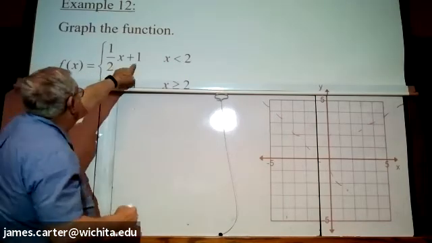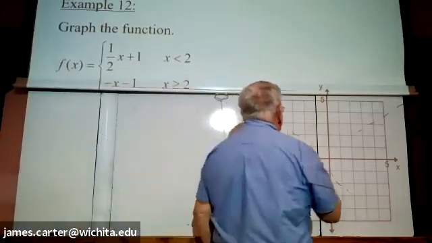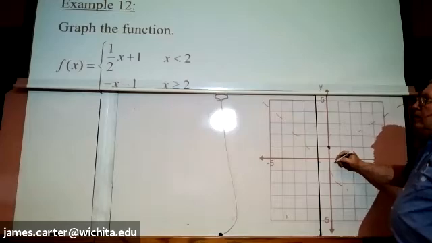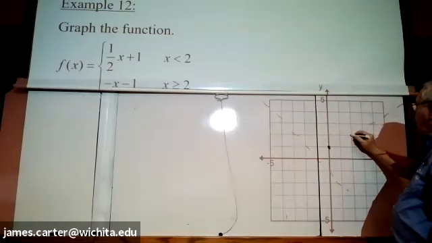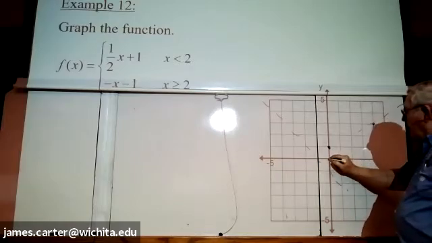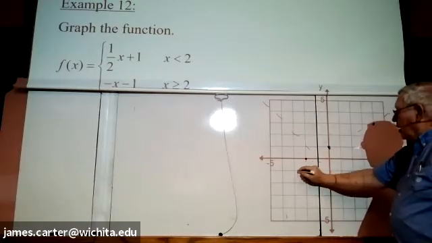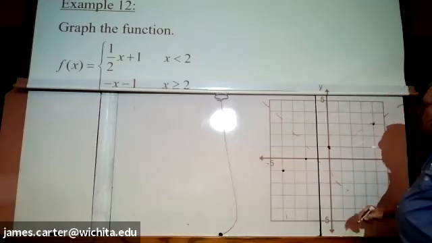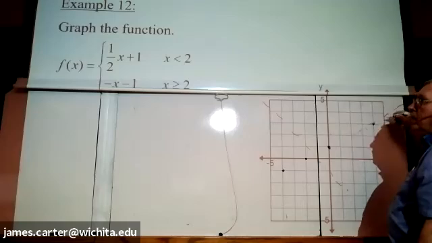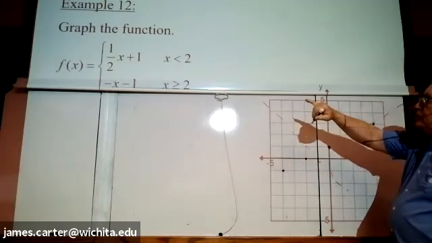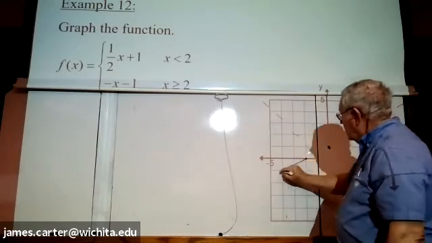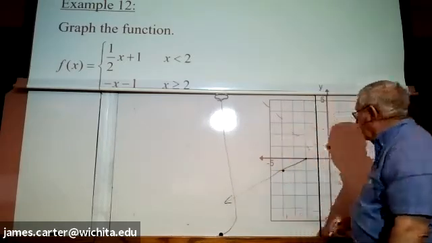Well, this has a y-intercept at +1. And it goes up 1 over 2, up 1 over 2, down 1 over 2, down 1 over 2. So in other words, the whole line would be through here. Now, it says x values can only be less than 2. 1, 2. So that means that this is only that part of the line.